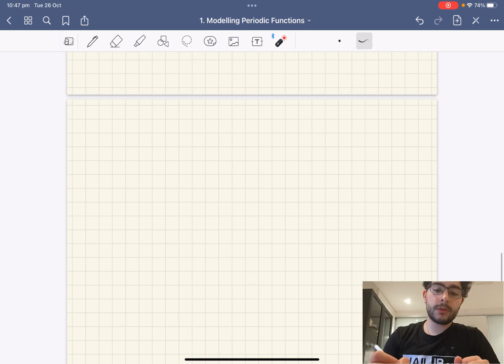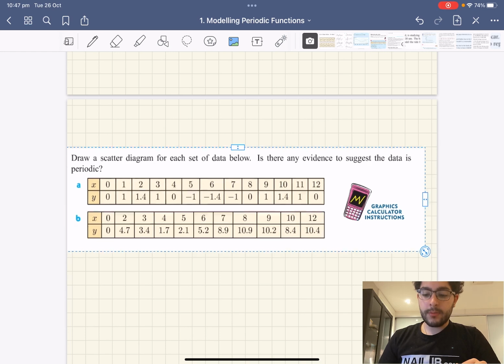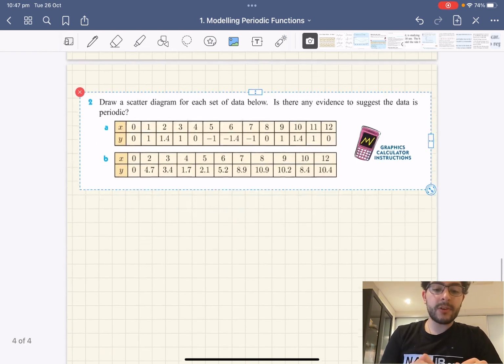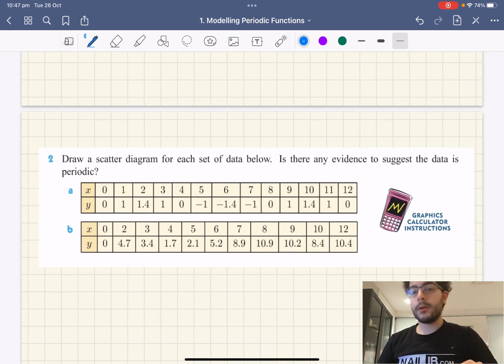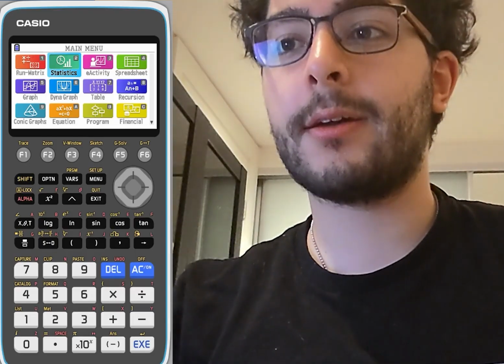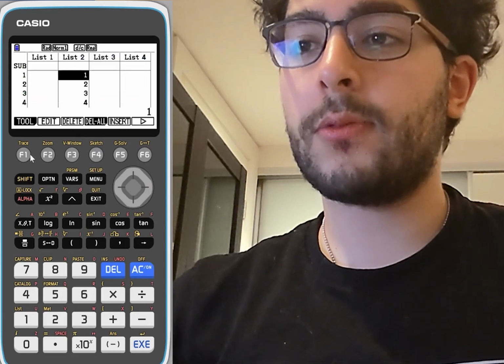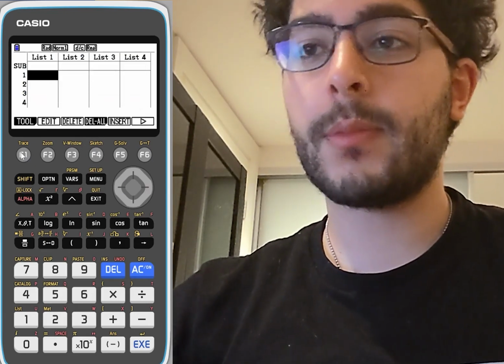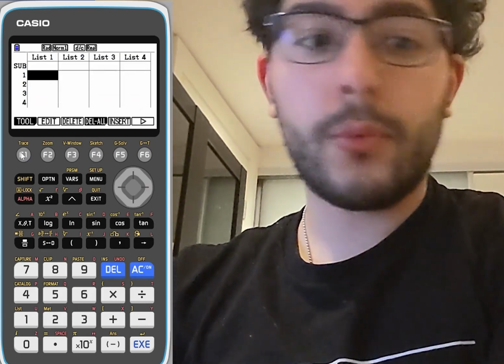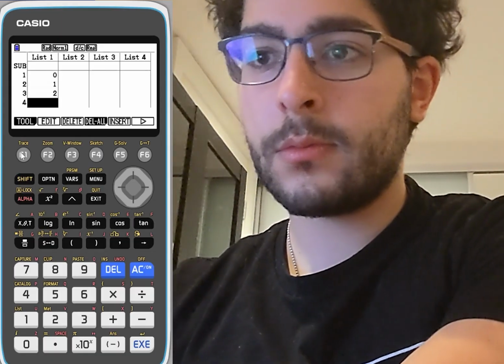Now what I'm going to do is cover this question over here, which is to draw a scatter diagram for each of these two data plots and then determine if they are periodic. To get our scatter plot, I could draw it by hand, but I'm going to use the calculator because I just think that's easier for teaching purposes. I'm going to get rid of all this old data from some older video and put in all of our X list over here in list 1.